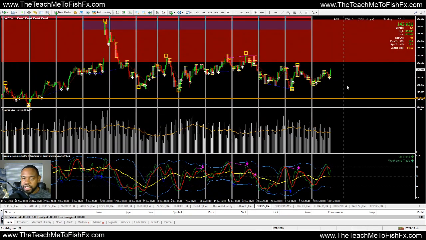GJ, I like GJ because it is the second highest moving pair that I watch, and the spread is only 1.6. Usually, it ranges anywhere between 1 to 2 pip spread.